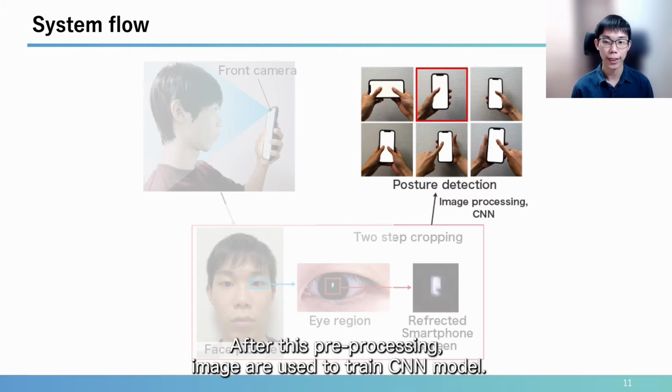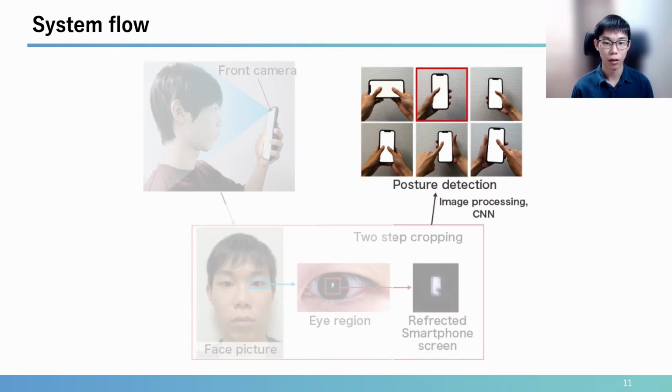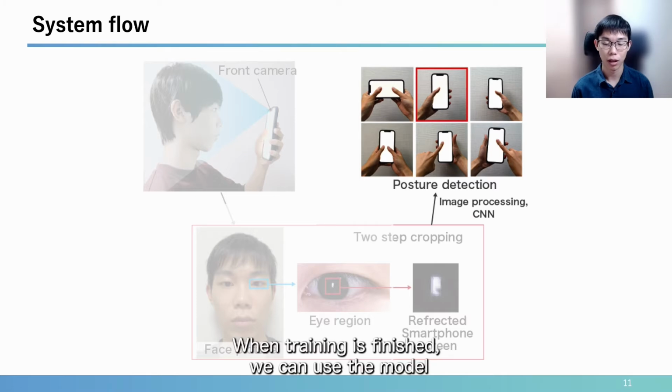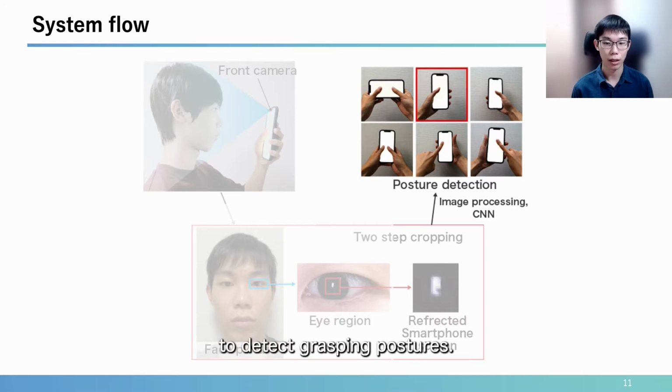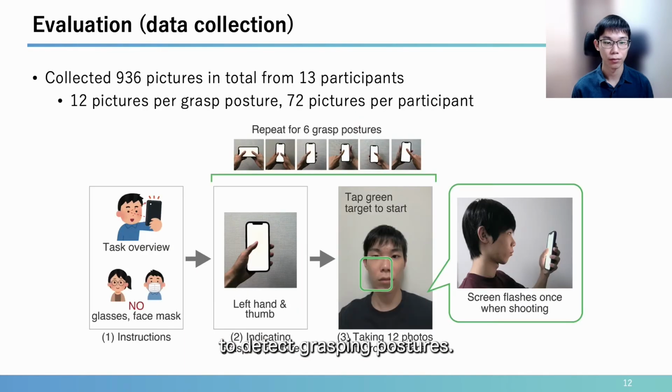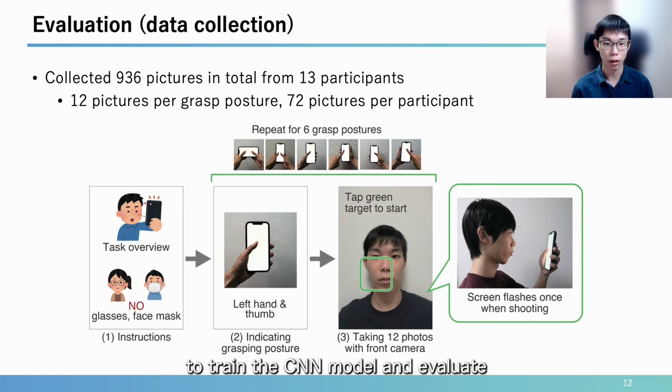After this pre-processing, images are used to train a CNN model. When training is finished, we can use the model to detect grasping posture. We conducted a data collection experiment to train the CNN model and evaluate the accuracy of our system.